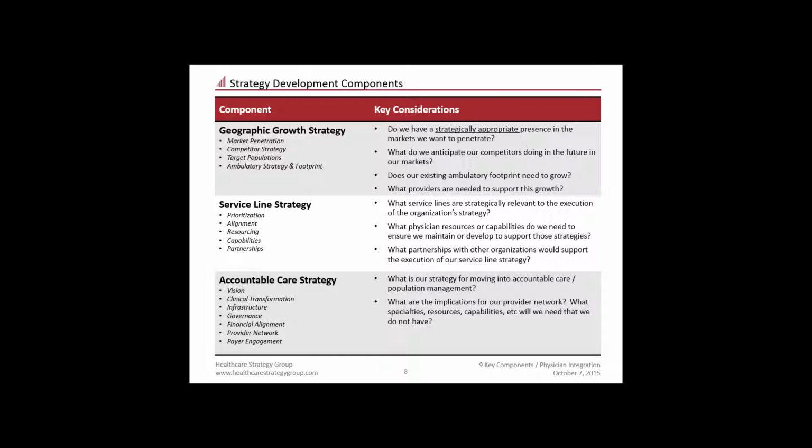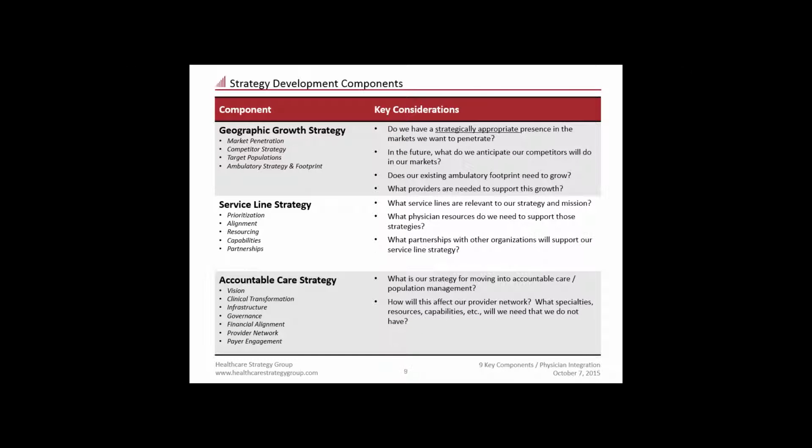Are we prioritizing what's relevant going forward for our strategy, or are we playing around in the same sandbox where we've always played because it's comfortable? And then the same thing on accountable care strategy. Not just where are we now, but where are we going in terms of accountable care, and what are the implications of that for our provider network?